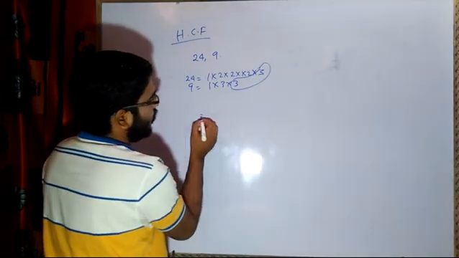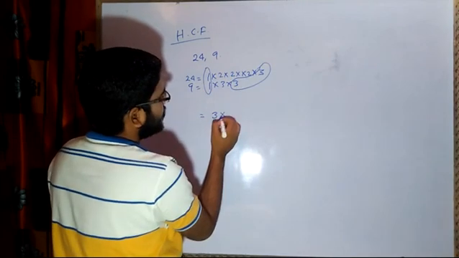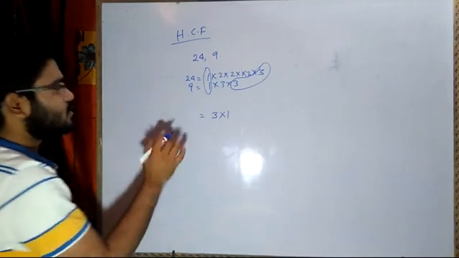I will select only 1 3. Then is there any other number? No, only 1 is there. So I will select 1. 3 is not repeating there, so no need of taking 3. We have to discard that.